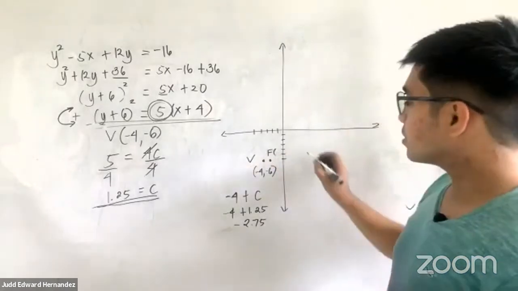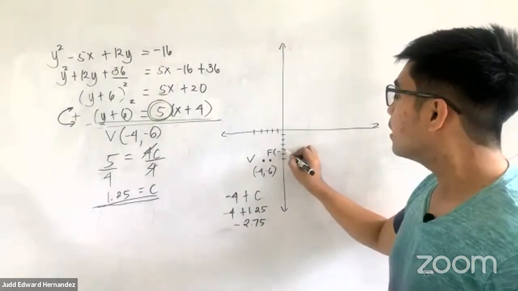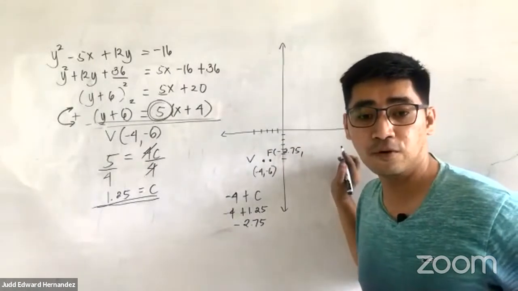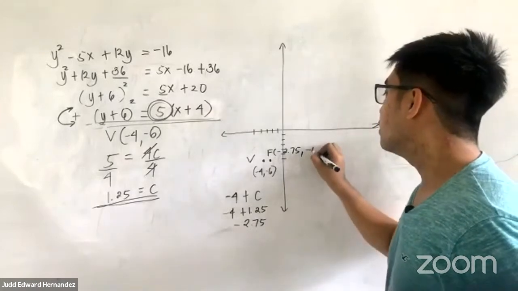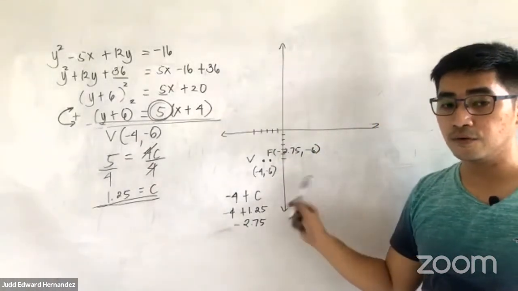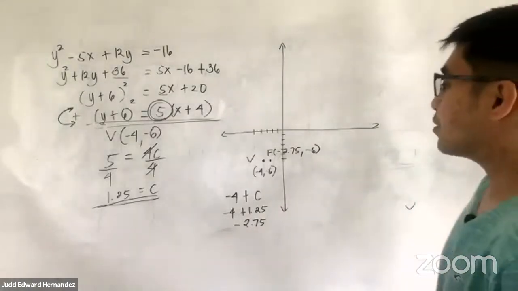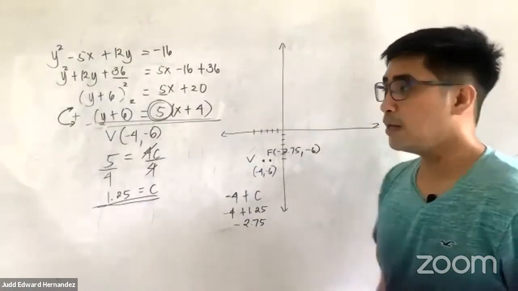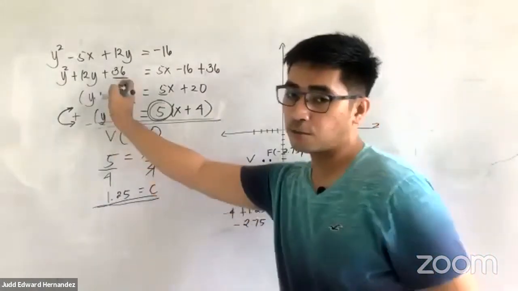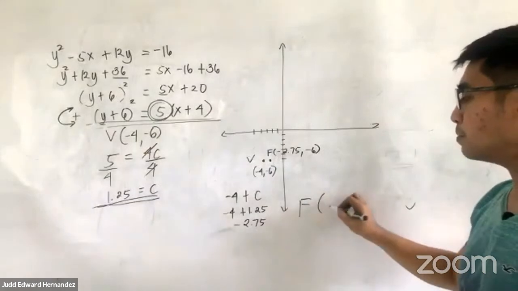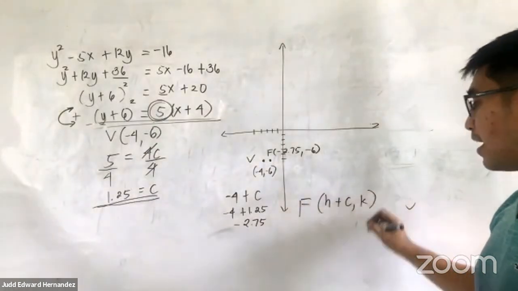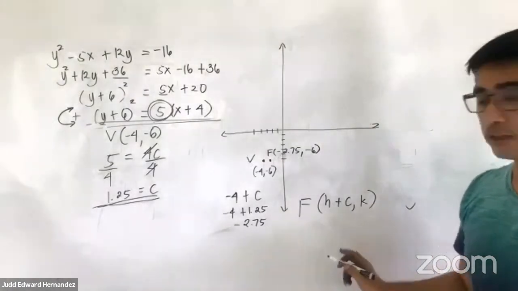At asaan yung focus natin? The focus is located at -2.75. At what is the y-coordinate of the focus? -6 po. -6. Sana maliwanag kung bakit nandito yung focus. Okay, Mr. Dizon, what is the formula for the focus na sinabi natin kanina? If we have y squared, the formula for the focus would be (h plus c, k). Okay, very good. That is the formula for the focus.